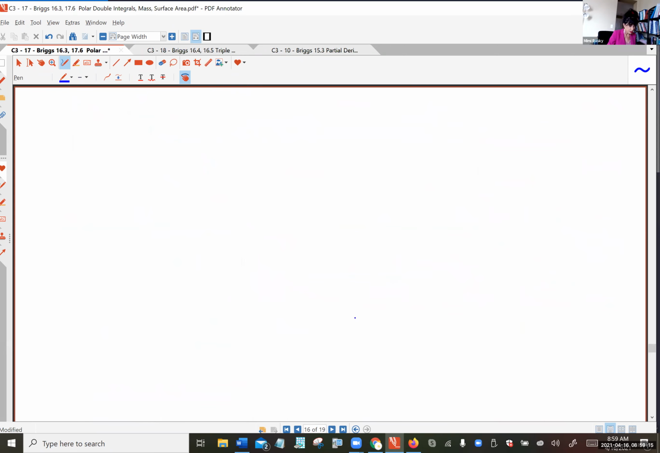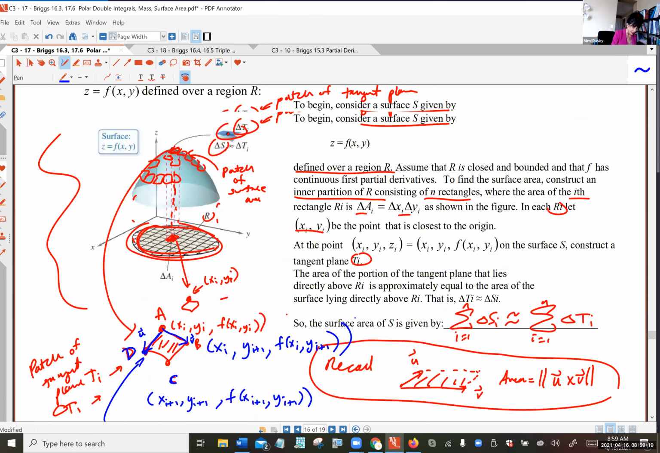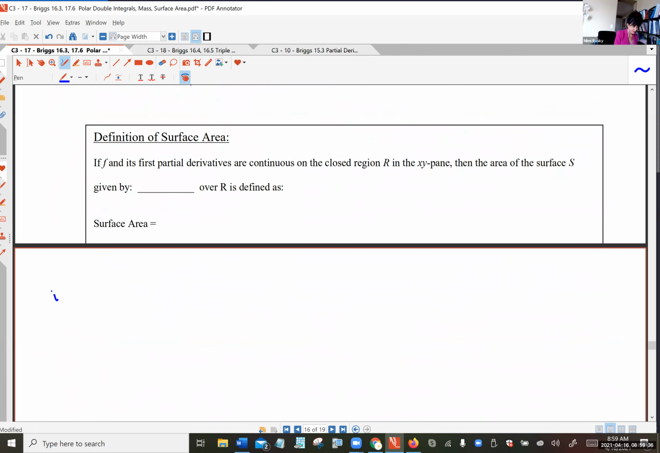So what other vector are we talking about? I want to get this vector here, AB, because then I can take the cross product of u and v and then get the magnitude of that and get the area of the parallelogram. So we're going to do terminal minus initial, and terminal minus initial to get the other vector. Here we go.